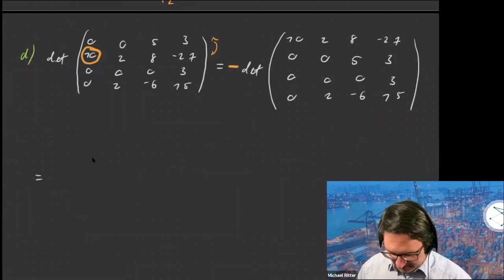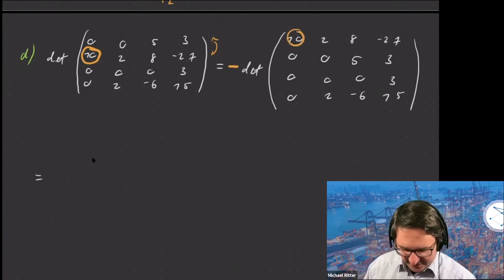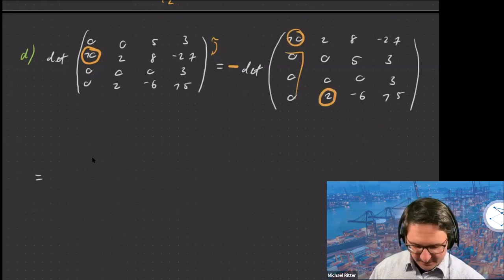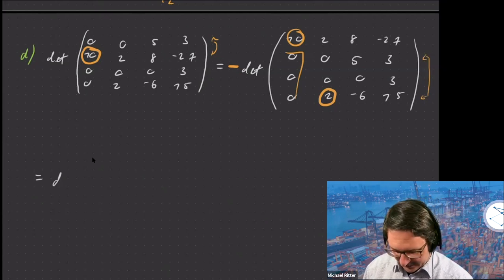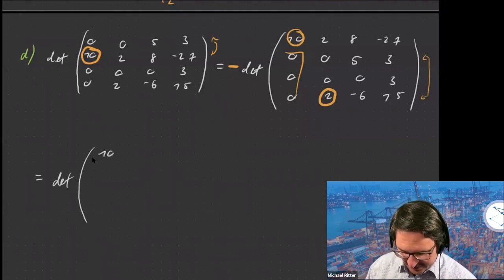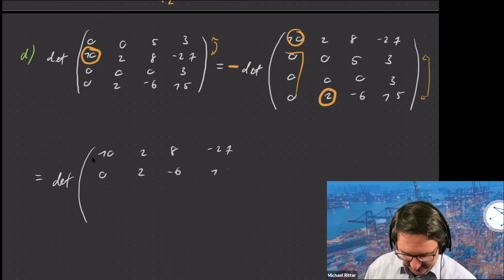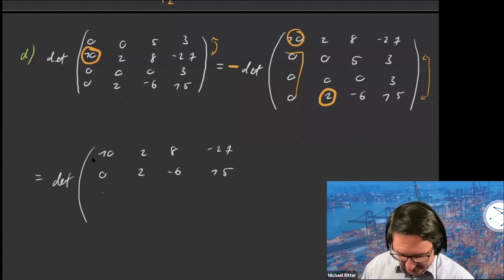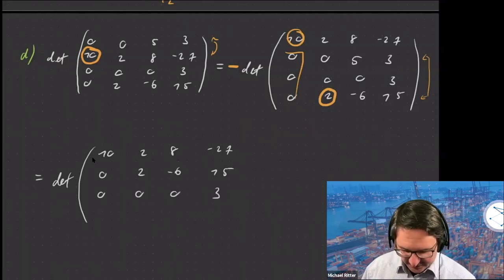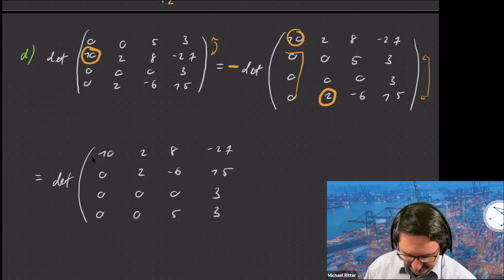Then we have this pivot element already. There's zeros below there, so we're good here. Next, we'll take this as our pivot element. And to do this, we have to move this up to the second row. So we'll exchange those two. So that's going to be the determinant of 10, 2, 8, minus 27. The new second row is then 0, 2, minus 6, 15. The third row, we didn't touch that. So still 0, 0, 0, 3. And the new last row is 0, 0, 5, 3.